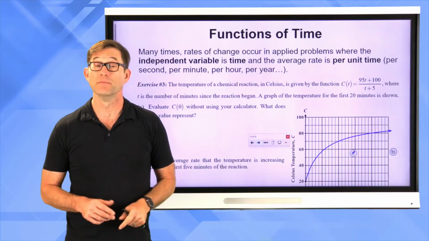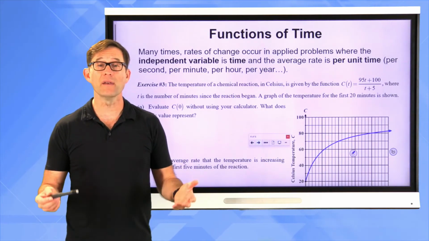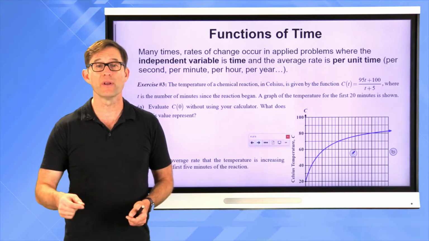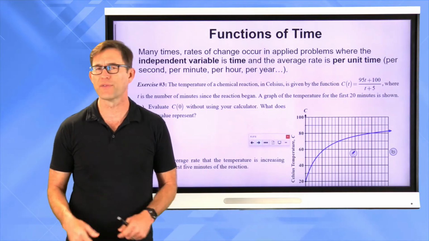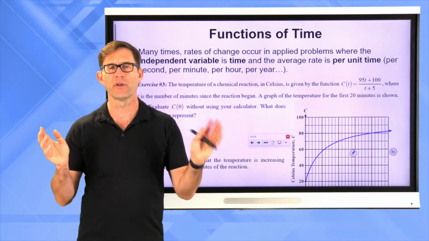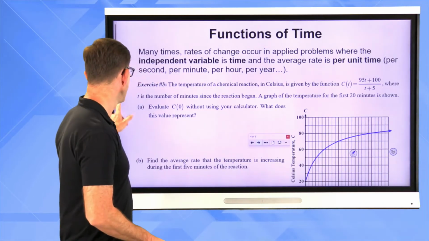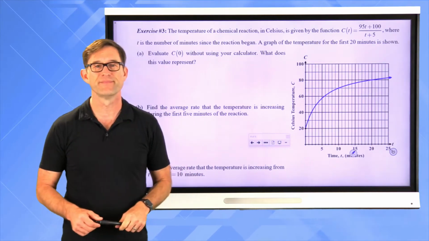Many times, most times really, rates of change occur in applied problems where the independent variable is time and the average rate is per unit time, per second, per minute, per hour, per year, whatever, right? The llama population is growing by 35.2 llamas per month, something like that. So let's take a look at exercise number 3.